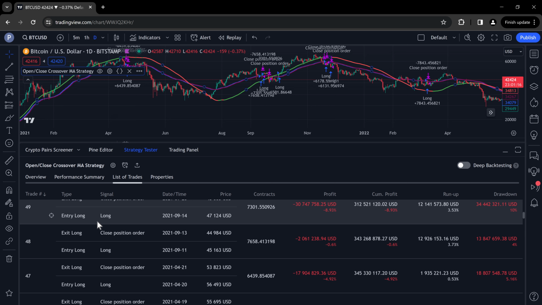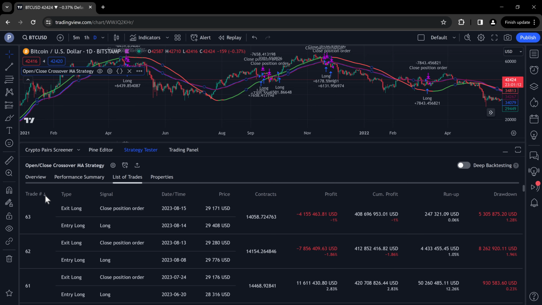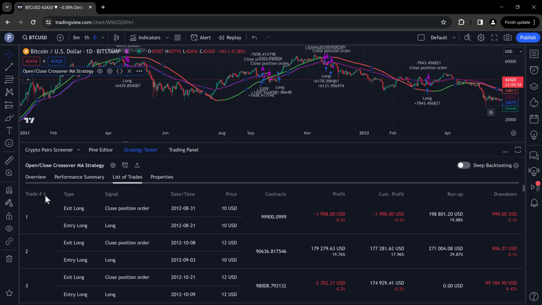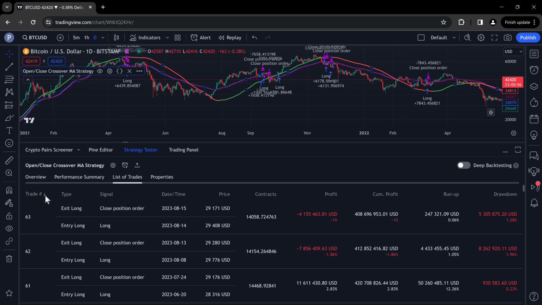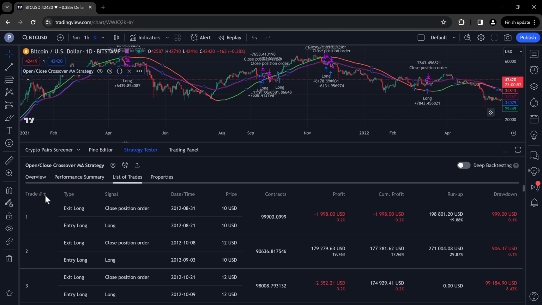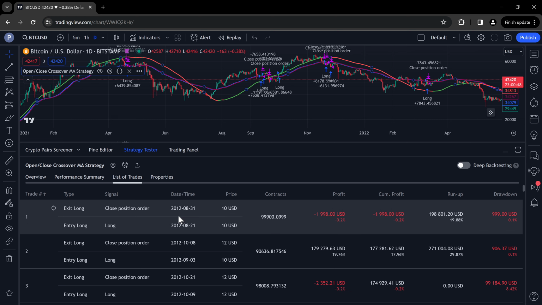Also, by clicking on the trade number field above the list, we can organize the trades in ascending order, starting from the first, or descending order, starting from the last. So we can resort by the trade number all these trades in this list of trades.